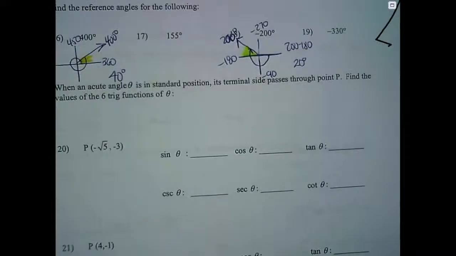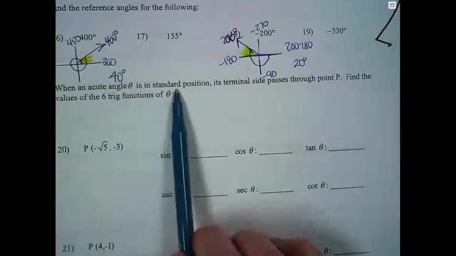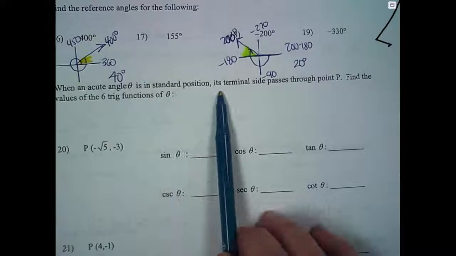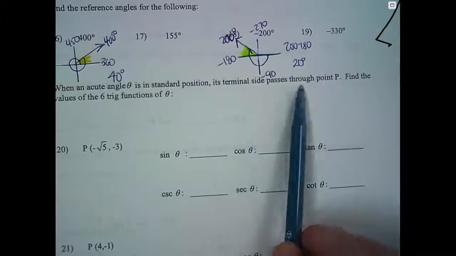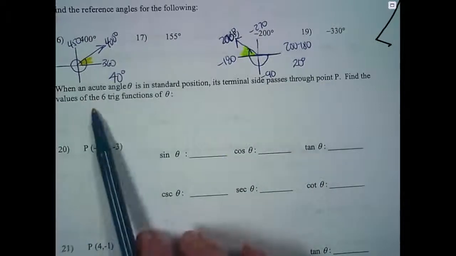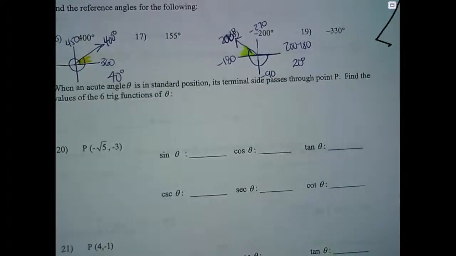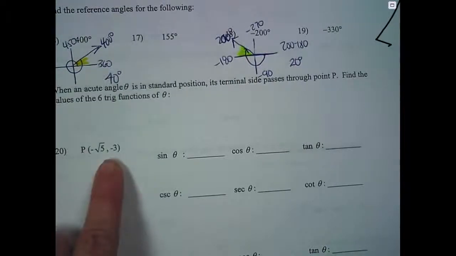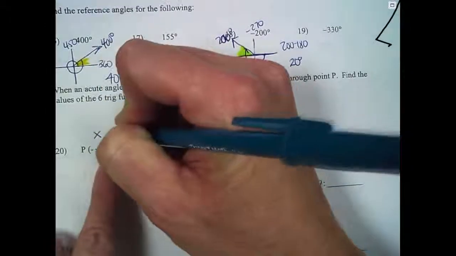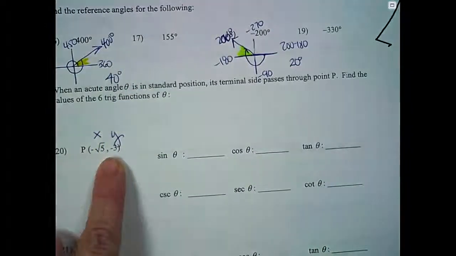Let's move to 20. Find an acute angle in standard position and its terminal side, terminal just means it stops, passes through point P. Find the value of the 6 trig functions. Do you remember doing these? This is an ordered pair, right? So my point is this is x and this is y. X and y.